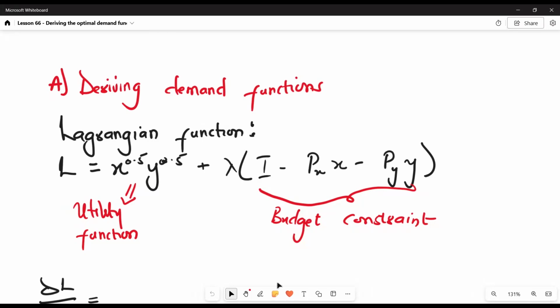Hi, welcome back. In our previous lesson, we started with the Lagrange method of solving the consumer's optimizing problem. Today, we'll be moving on to deriving the optimal demand functions.